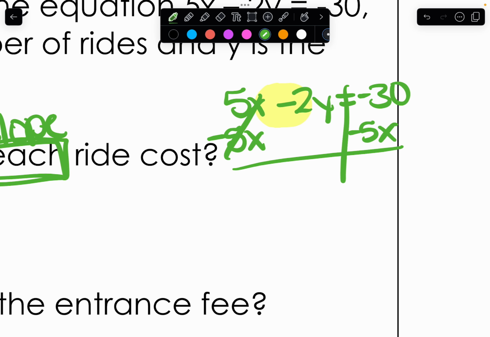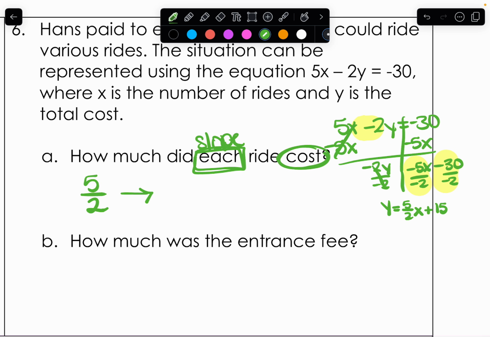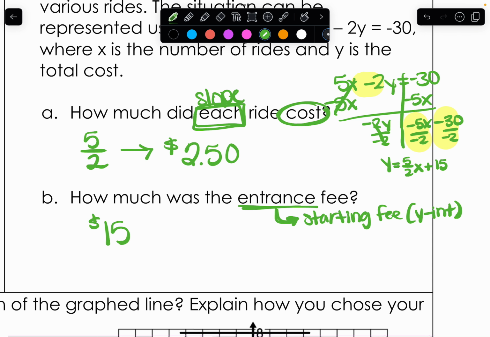Now out of both numbers, the slope is 5/2. But we're talking about the cost, and 5/2 does not make sense in this situation, forcing you to convert it to a decimal. 5/2 is 2.5 or $2.50. Part B is asking for the entrance fee. Entrance fee would be the beginning cost. It's what you're going to pay starting off, correct? So since it is a starting fee, you know that they're asking for the y-intercept, and the y-intercept is 15.